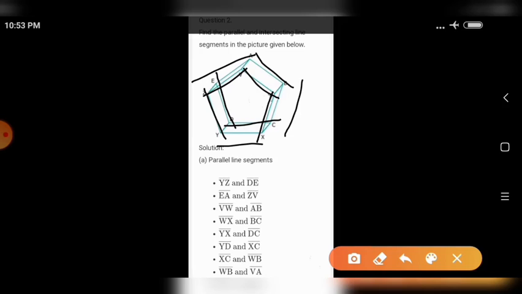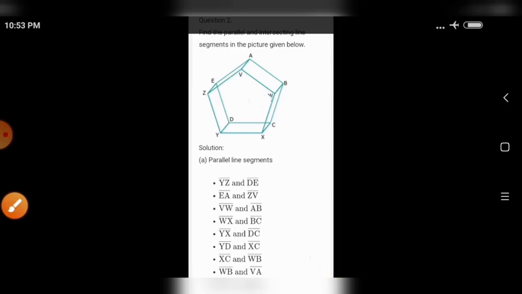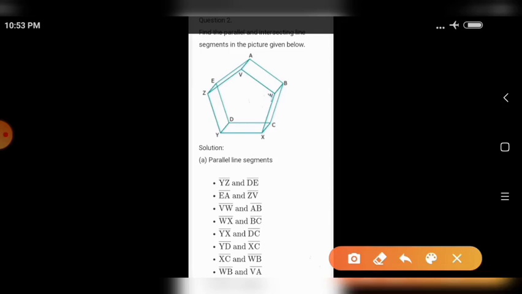And also asking intersecting lines. What are the intersecting lines? DE intersects with ZV. This cross line is called the intersecting line. Here WX intersects CD. Only these two are intersecting lines.